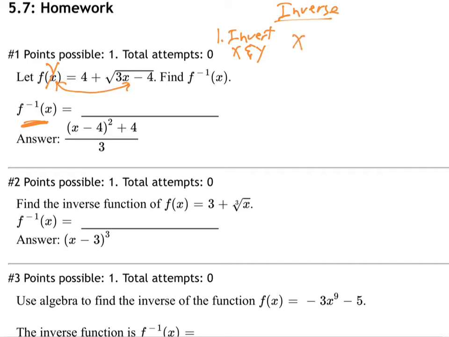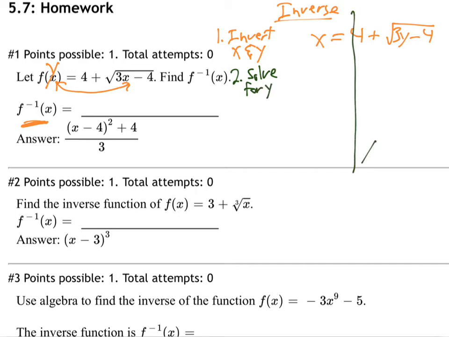So it becomes x equals 4 plus the square root of 3y minus 4. So we switch x and y, invert x and y. Step one. And then step two: solve for y. So now here's the wall. Y is saying I want to be alone. Get rid of all this stuff.